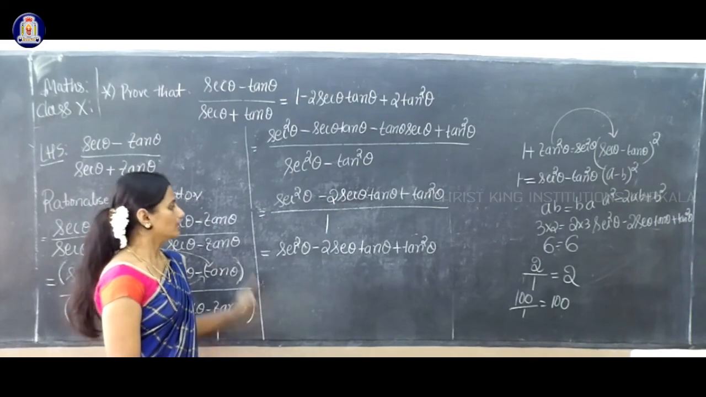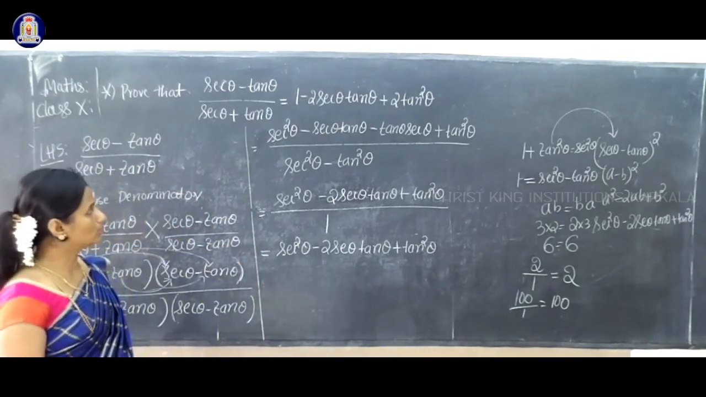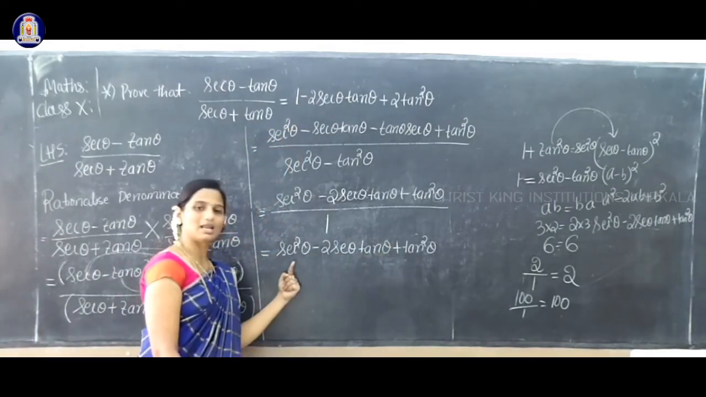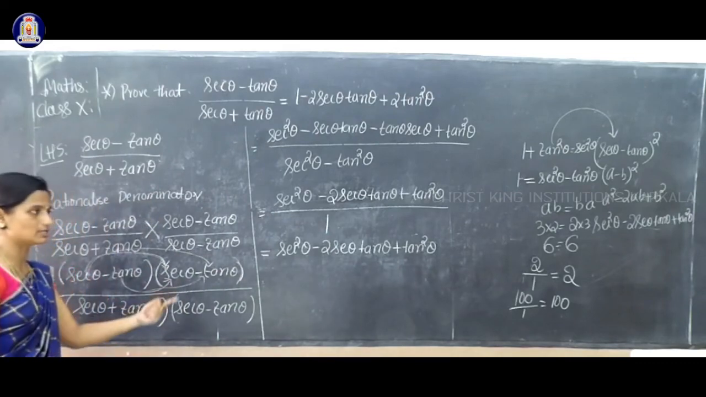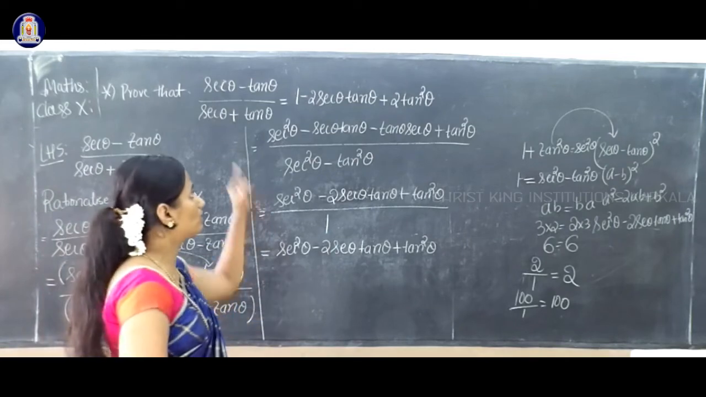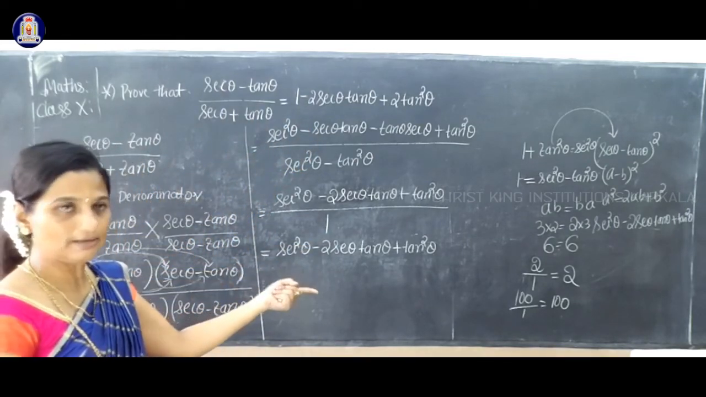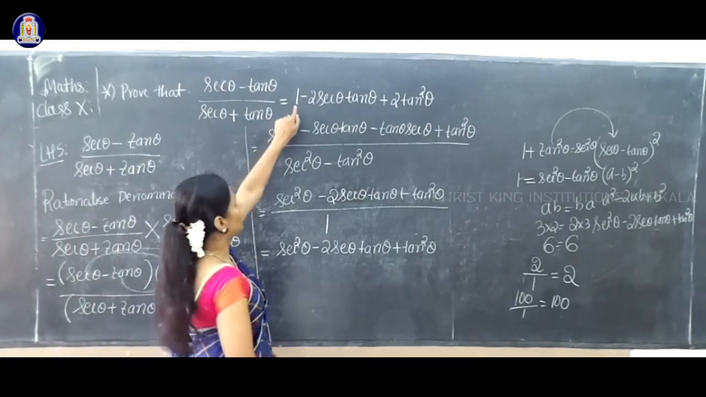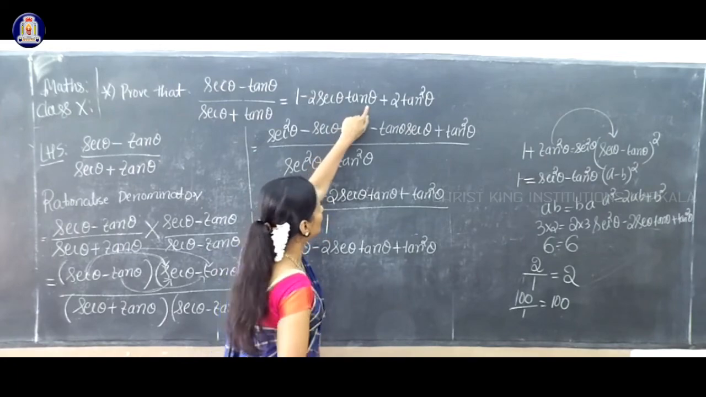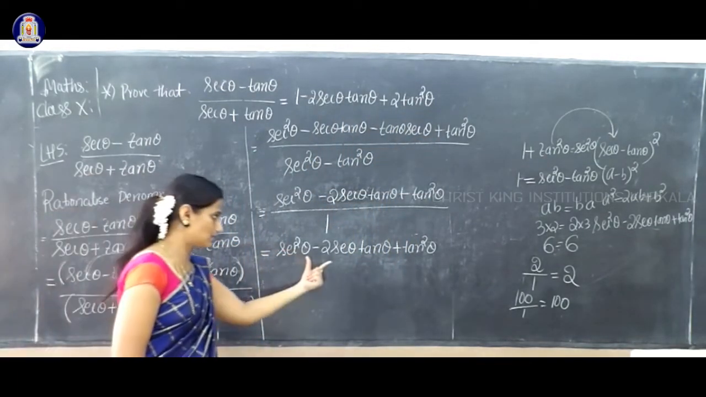Now see the answer. The answer is what? Here I need 1 minus. Now this is your last step of the simplification. Further we can't simplify. That simplification depends on your answer. Depending on the answer, we change them. Clear? So now how to change this? I need 1 minus 2 secant theta tan theta plus 2 tan square theta.